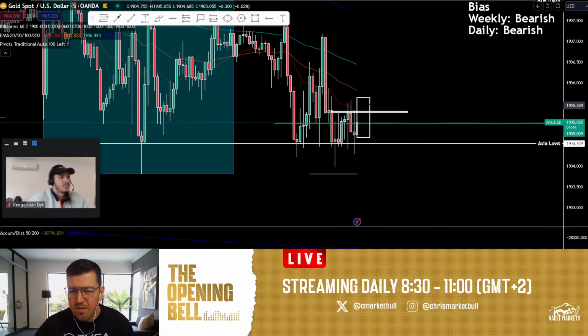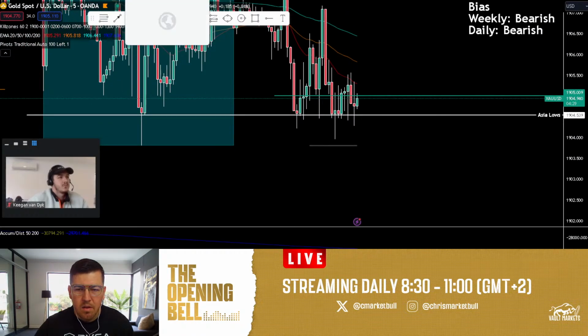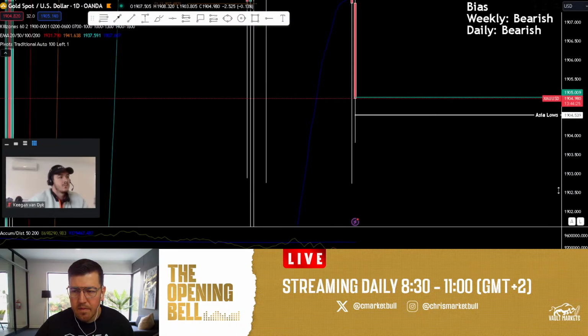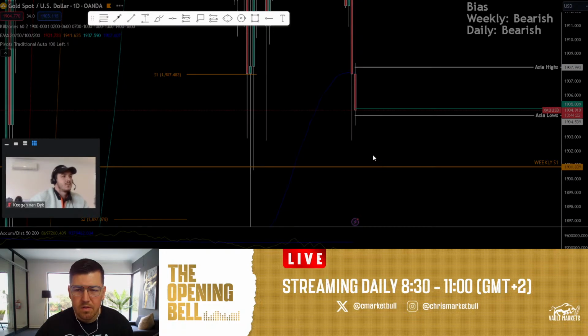For me though, just based on my rules, I wouldn't consider longs here. But it is holding the Asia lows, and if we can get back above 1905, we can push up. But personally not going to consider buys.